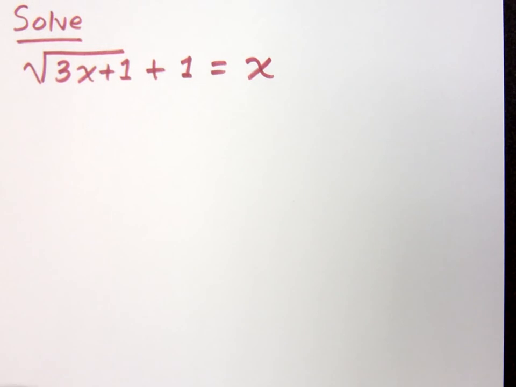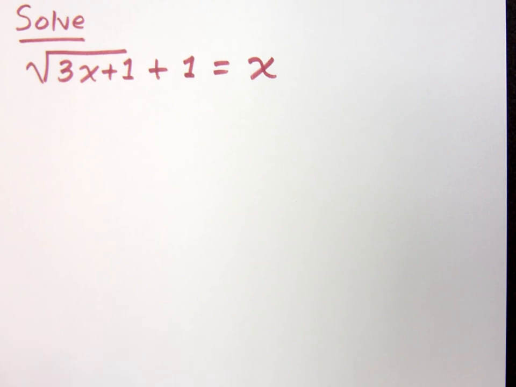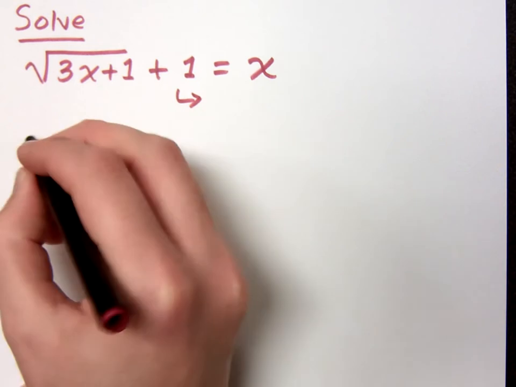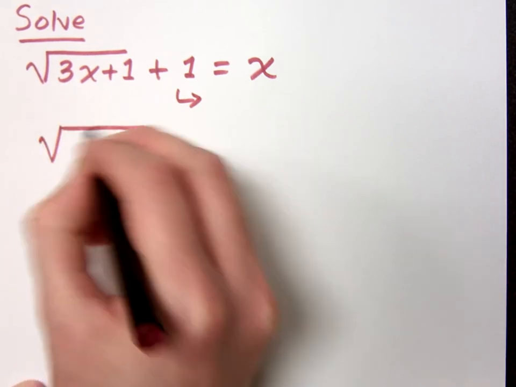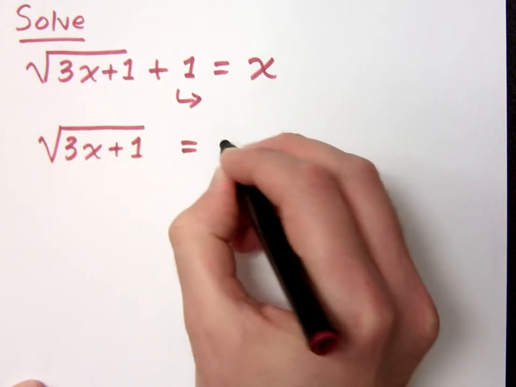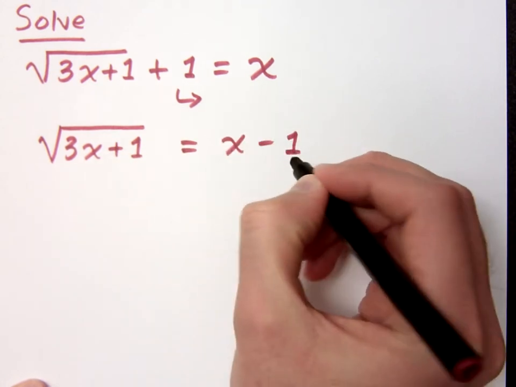All right, let's take a look at solving another radical equation. Now, one of the things we need to remember, and what we saw in the last video, is that we need to isolate a radical first before we can apply the power property. So in order for us to do that, we just need to move the 1 to the other side. And so we have the square root of 3x plus 1 is equal to x minus 1.